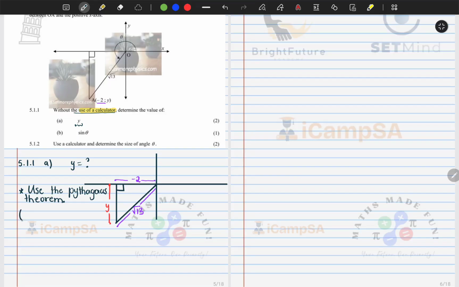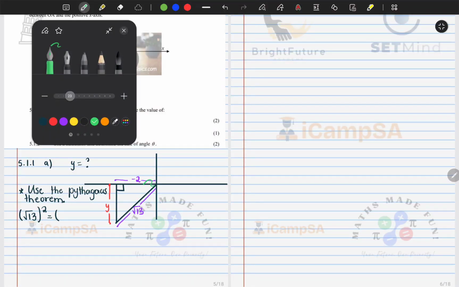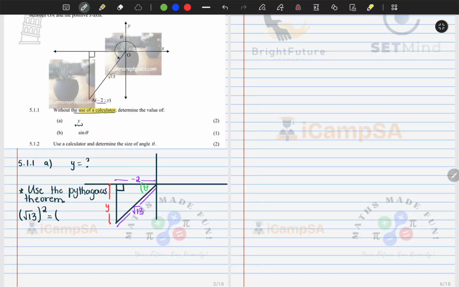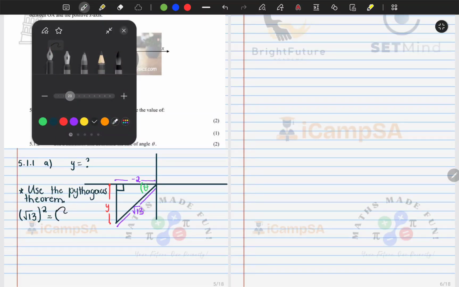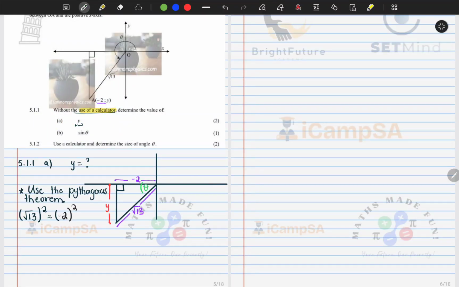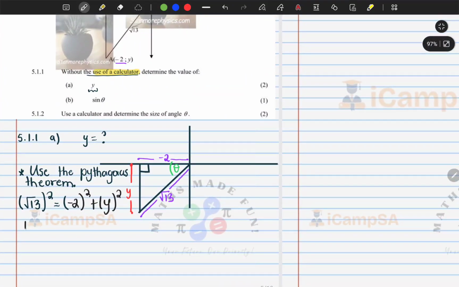With the Pythagoras theorem, we're going to have our hypotenuse, which is square root of 13 all squared, equaling our adjacent side. I'm going to put theta to be here. So it will be our adjacent side, which is negative 2 all squared, and then plus, if you observe carefully, y squared. So this will end up being 13 equals 4 plus y squared.